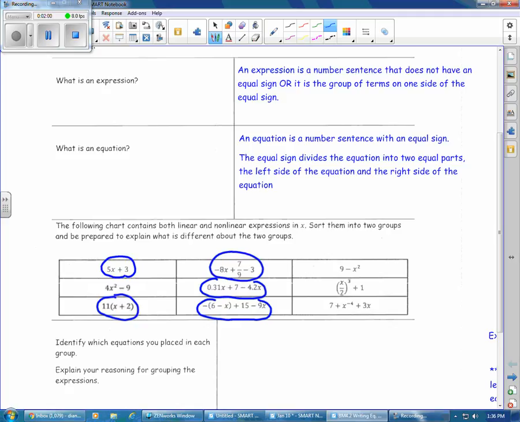Okay, those are all linear expressions. The ones that are not circled are nonlinear expressions. Can you tell the difference between them? Can you figure out what the difference is between them?